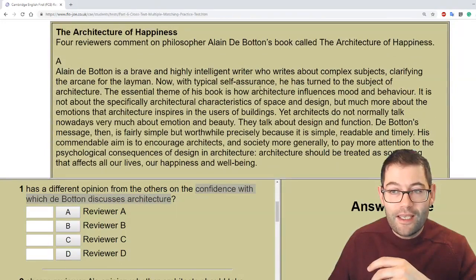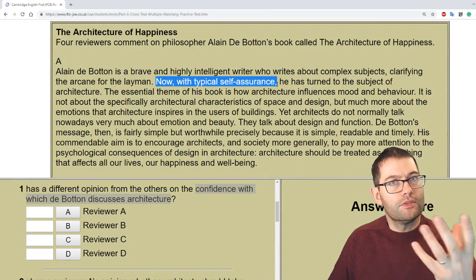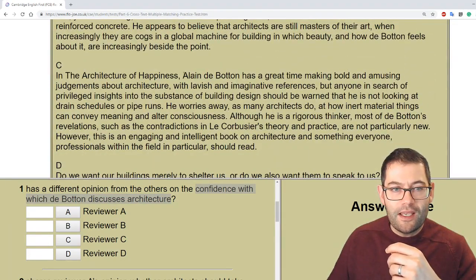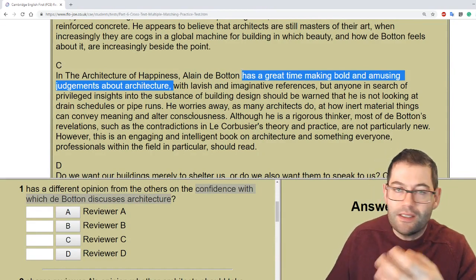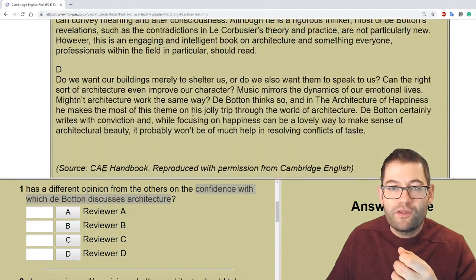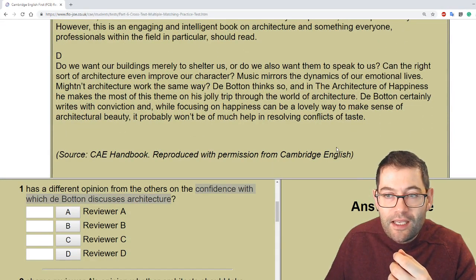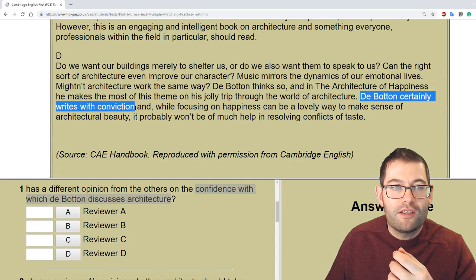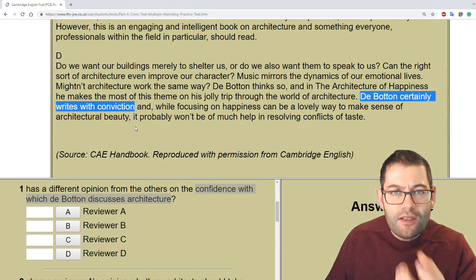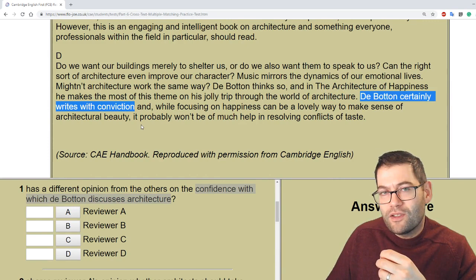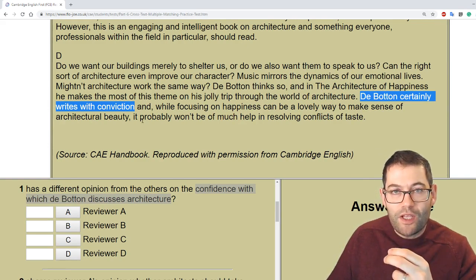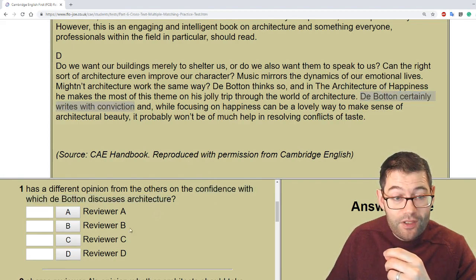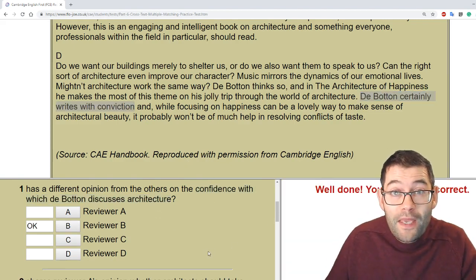If we have a look at A, it says he writes with typical self-assurance, suggesting confidence. In C, he has a great time making bold and amusing judgments about architecture. Sounds like he's pretty confident there. And lastly, for D, it says de Botton certainly writes with conviction. So there's nothing about lacking confidence there. So A, C, and D agree in terms of the confidence that de Botton had, whereas B is different, which is why the answer is B.